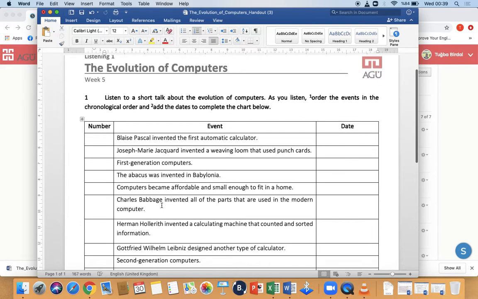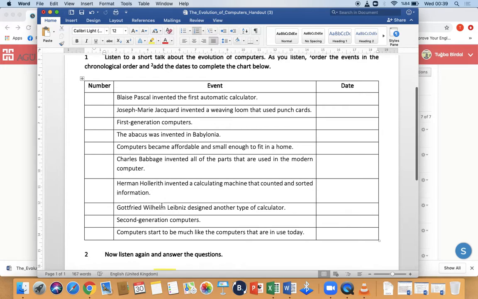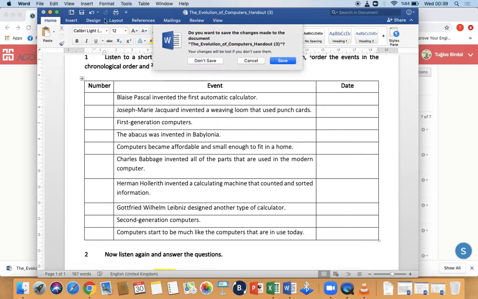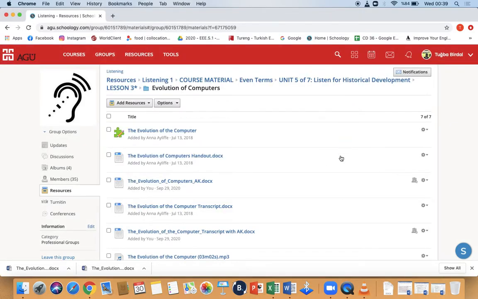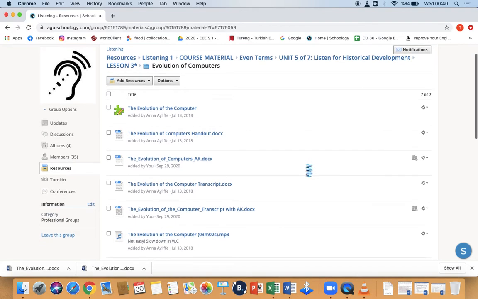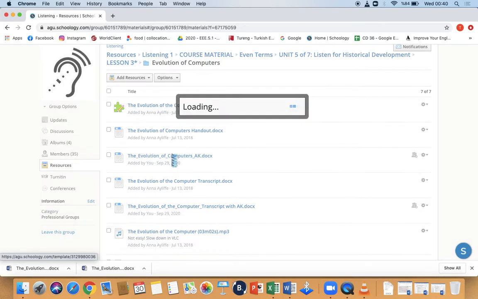Now pause the recording and listen to the audio. I assume that you have listened to the audio, completed the chart, and answered the questions. When you are done, you should go to the evolution of computers answer key.